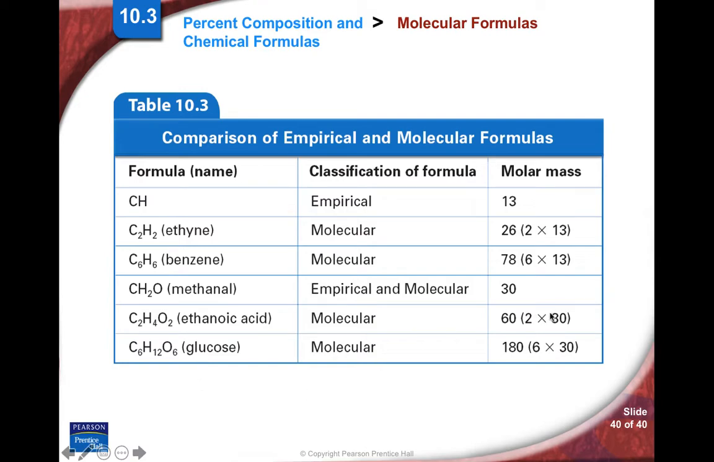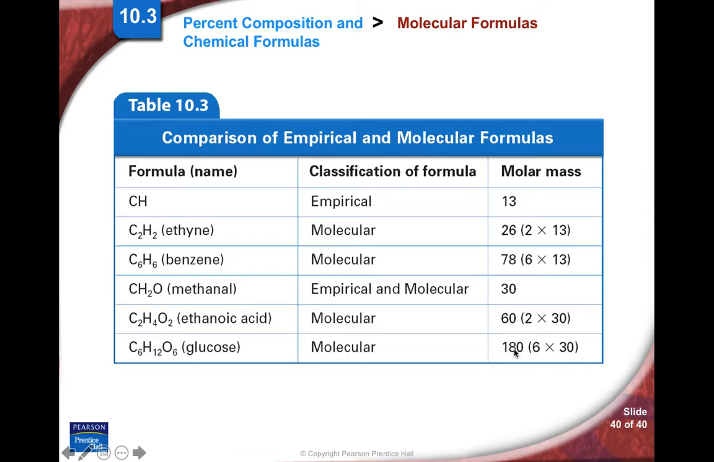This goes back to what we were just looking at. The empirical formula mass for methanol is 30. When you calculate ethanoic acid's mass, or it's given to you, 60 divided by 30 is 2. So it's twice. 2 times 1 is 2. 2 times 2 is 4. 2 times 1 is 2.